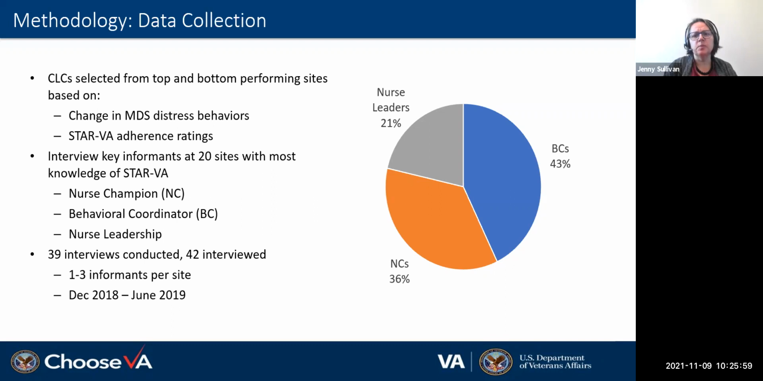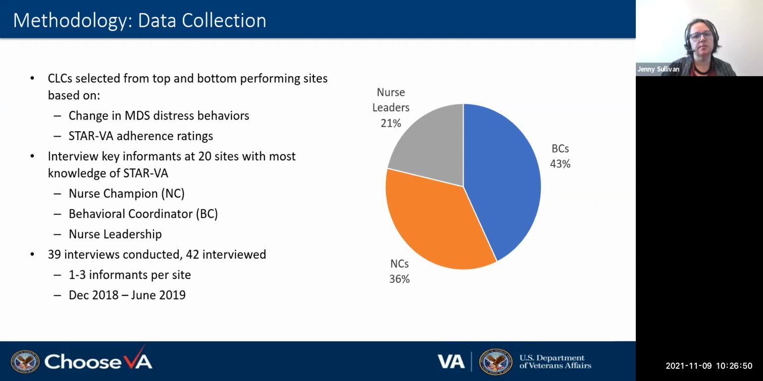Performance on an MDS, or minimum data set, distress behaviors measure developed as part of the evaluation, and data regarding STAR-VA adherence to the approach collected through a survey administered by the Office of Mental Health and Suicide Prevention, our partner in this work. So we interviewed up to 3 key informants at each of the 20 CLCs with the most knowledge of STAR-VA implementation and sustainability, and that included the nurse champion, behavioral coordinator, and nurse leadership. And we conducted 39 interviews with 49 unique respondents, meaning we conducted a few group interviews along the way between December 2018 and June 2019. So in total, you can see here our sample was 43% BC or behavioral coordinators, 36% nurse champions or NC, and 21% nurse leaders.